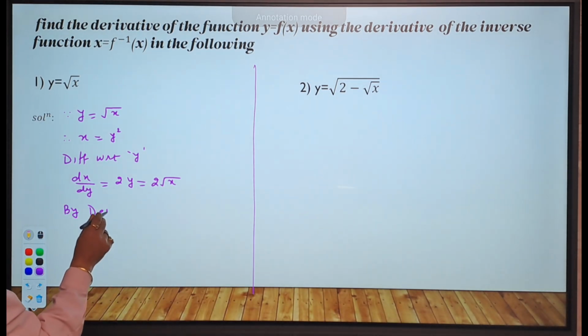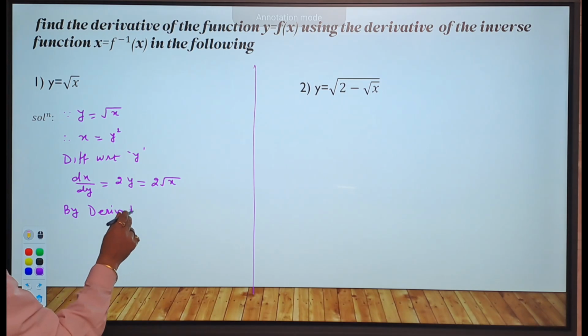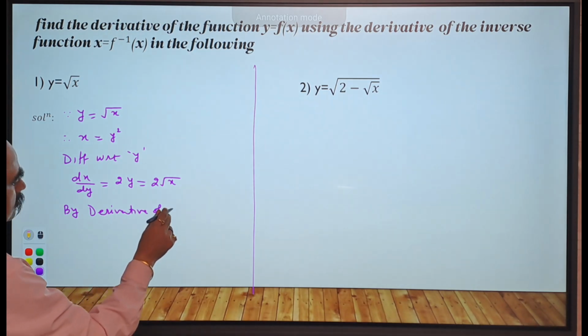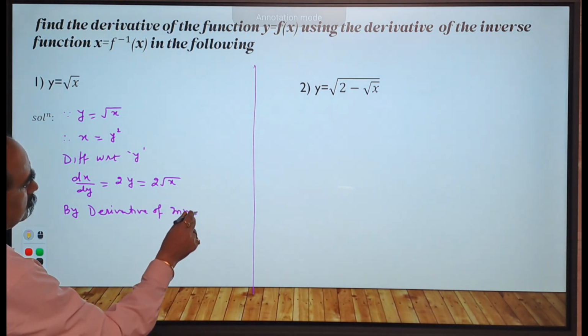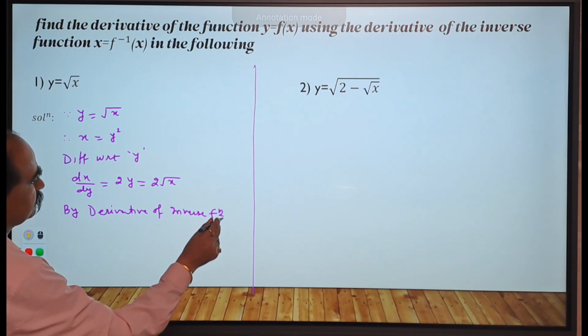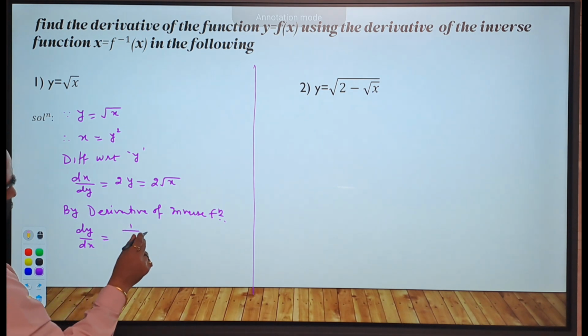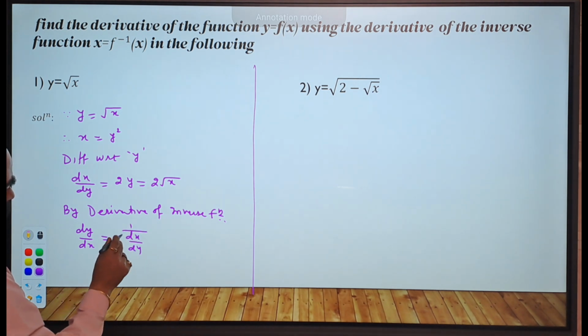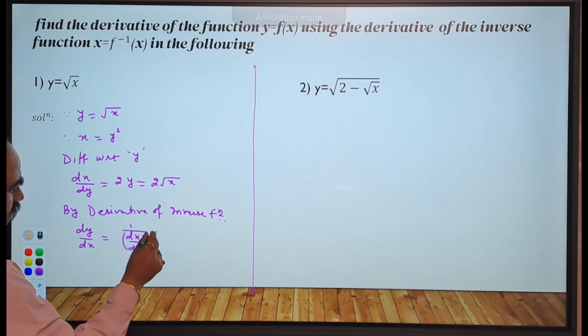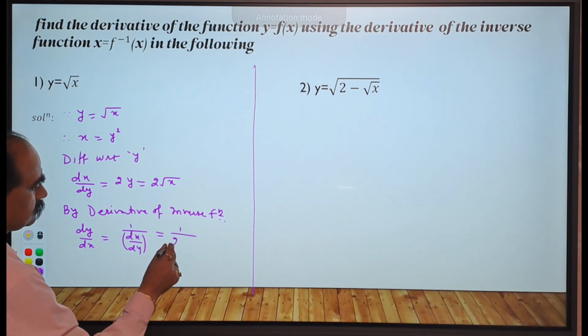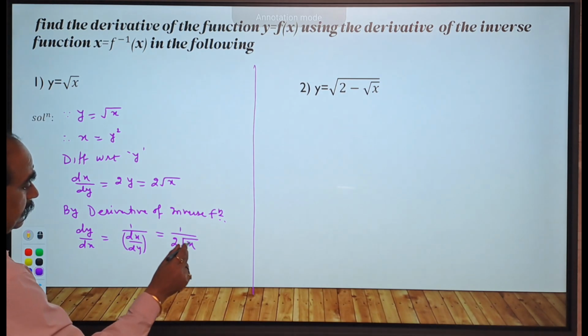By derivative of inverse function, we want dy by dx, which is 1 upon 2 root x.